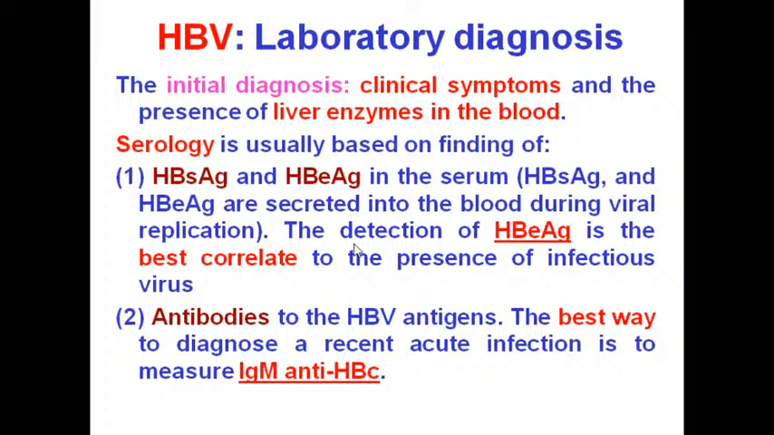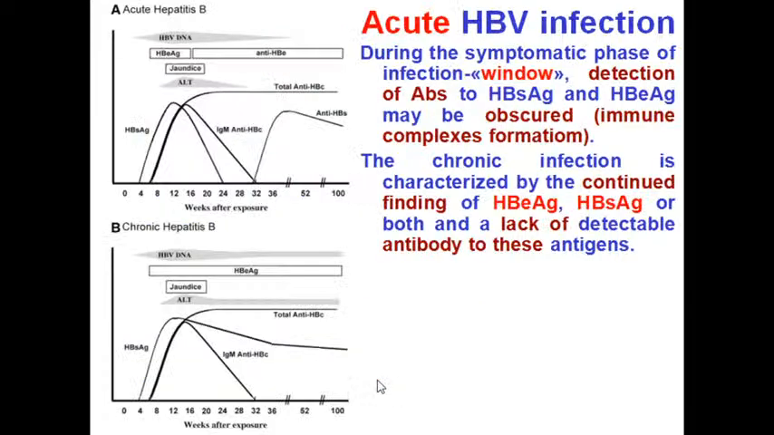Then we may find antibodies. The most important marker, the best way to diagnose a recent acute hepatitis B infection, is to find IgM antibodies against HBc antigen, the core antigen. Because the core antigen, I'd like to remind you, is not released into the bloodstream, but the antibodies against it will be really abundant in the blood, so we can find them.